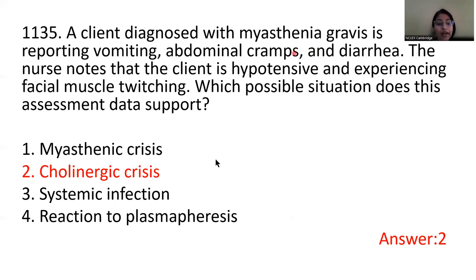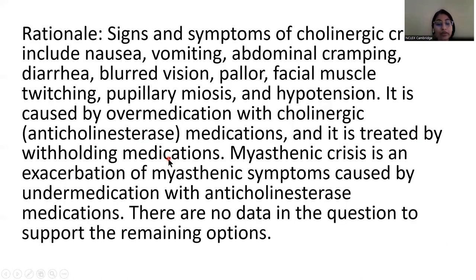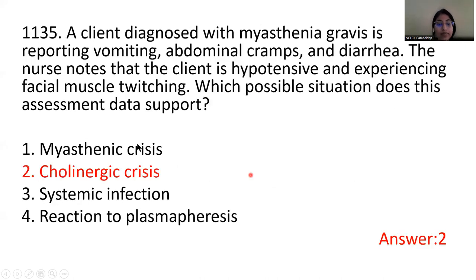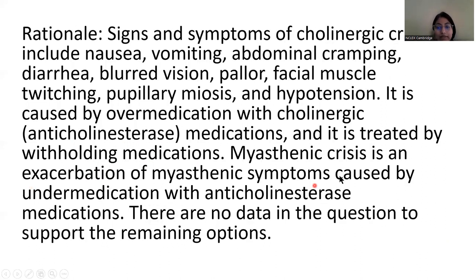Okay, and now we will see myasthenia crisis, which occurs due to under-medication of anticholinesterase. So myasthenia crisis means there will be weakness of voluntary muscles due to improper use of drugs for myasthenia gravis. Myasthenia crisis is an exacerbation of myasthenic symptoms caused by under-medication with anticholinesterase medication.